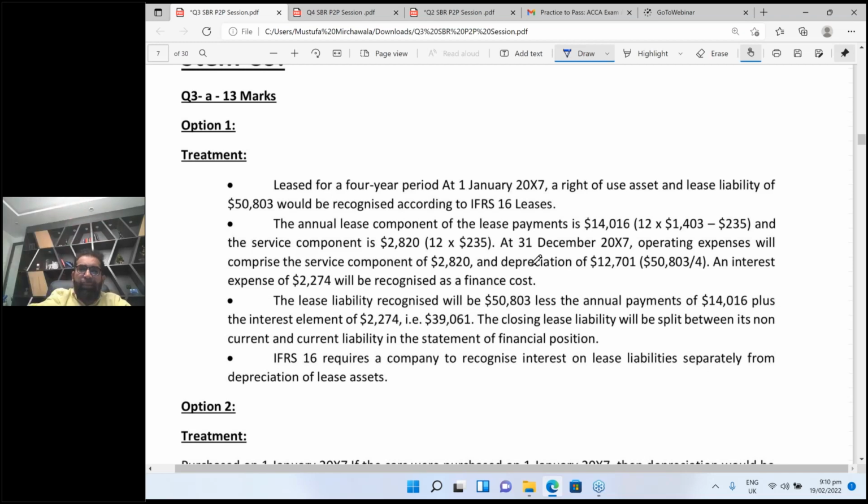The closing lease liability will be split. You have done the basics, you have seen the lectures. At the year end, you split the lease liability between current and non-current.